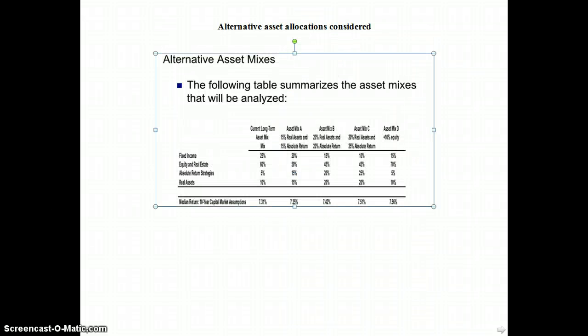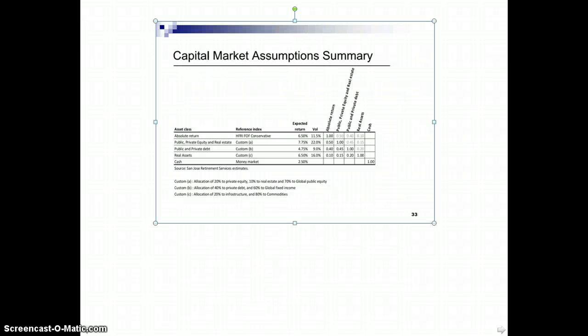So the plan looked at several alternative mixes. Here they're labeled A, B, C, and D. And the real difference here, the primary difference here, is that absolute return strategies are 25% in mix C, and they vary across the spectrum here. But what we really wanted to see was if we did absolute return strategies, hedge funds basically, how would that affect the probability of meeting our obligations?